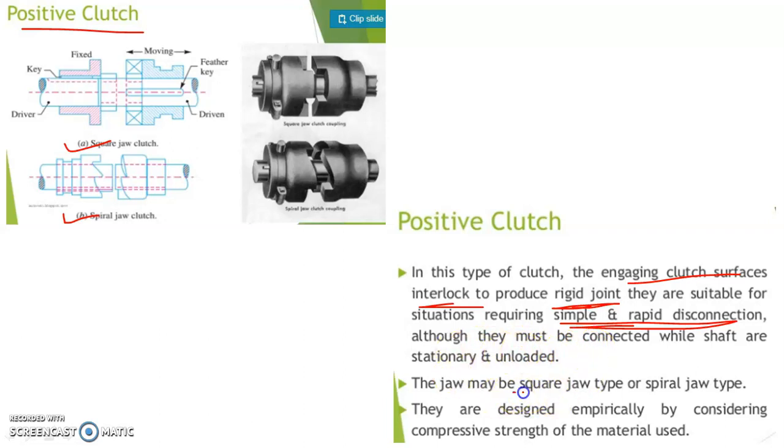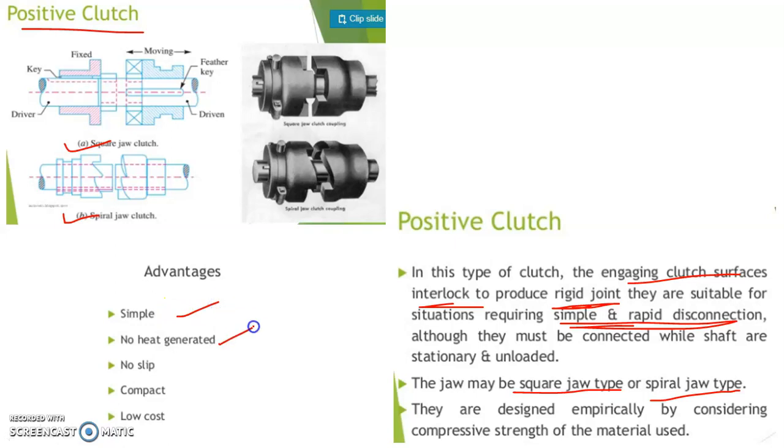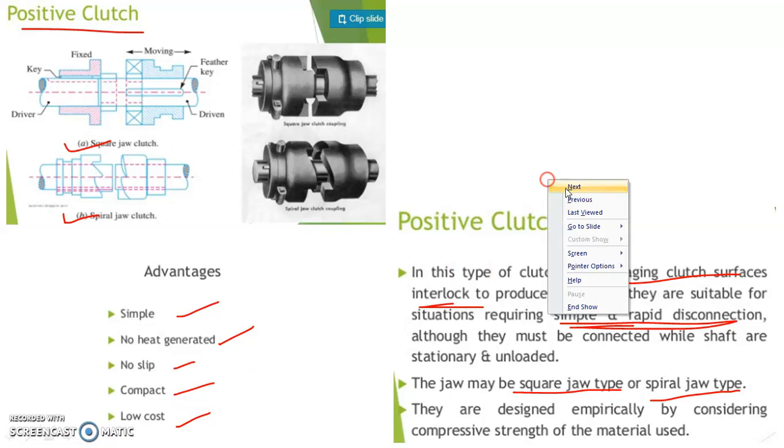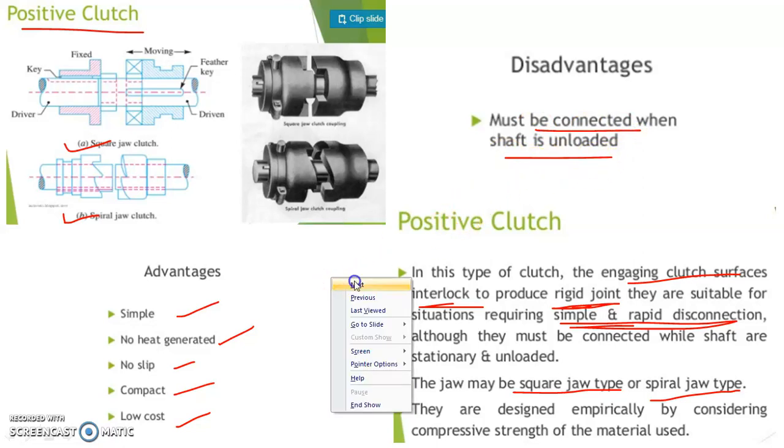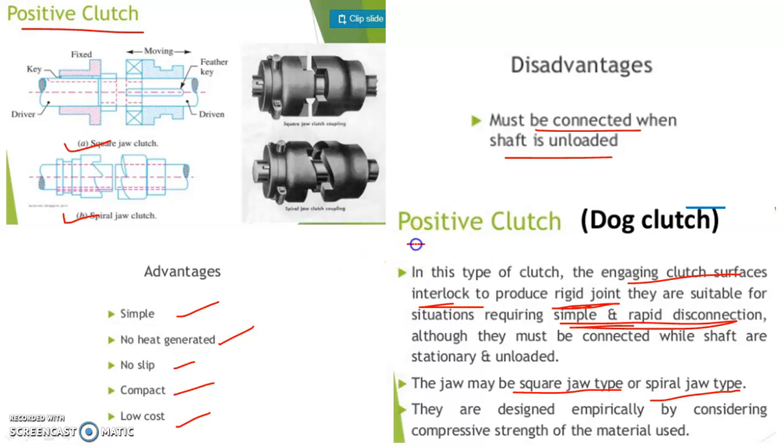The jaw may be square jaw type or spiral jaw type. They are designed empirically by considering compressive strength of the material. What are the advantages? They are simple, no heat generated, no slip and compact, and they are having low cost. One disadvantage is there: they must be connected when the shaft is unloaded. So this is nothing but the disadvantage of positive clutch. Next, this positive clutch is also called a dog clutch. Another name to this positive clutch is a dog clutch.